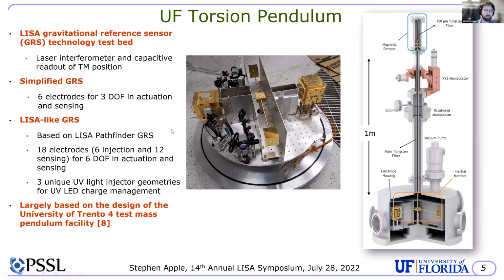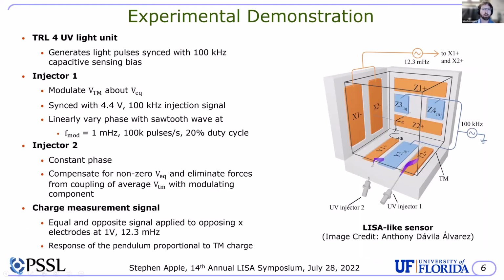In addition to the capacitive readout, we also have laser interferometer readout. Our interferometer is a polarization multiplex Mach-Zehnder interferometer, and this provides differential position readout of our test masses. For the experiments that I'll be talking about today, we use the laser interferometer data and our LISA-like GRS. Okay, so moving along.